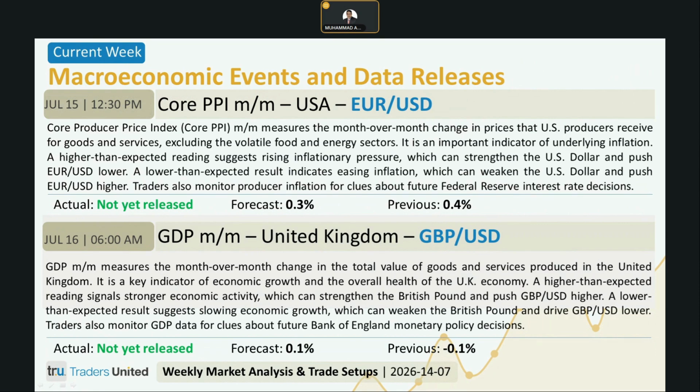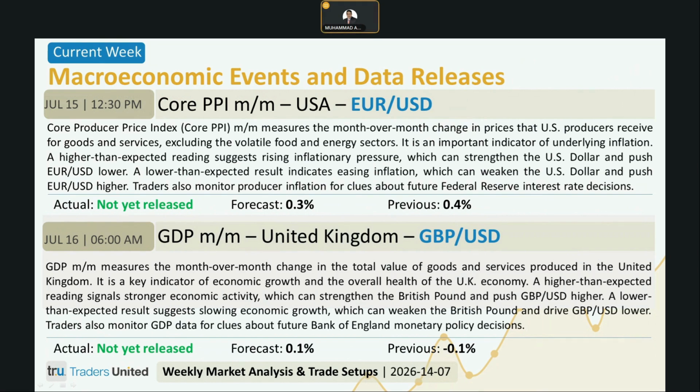The market expects core PPI to rise by 0.3%, slightly below the previous reading of 0.4%. This forecast suggests producer inflation may be easing. Currency traders will watch whether inflation continues to slow or remains elevated. A reading above 0.3 could strengthen the US dollar. A weaker reading could put pressure on the US dollar.